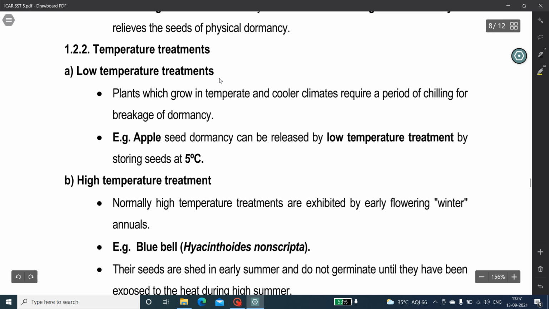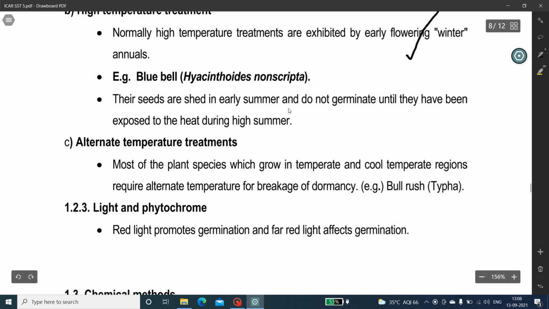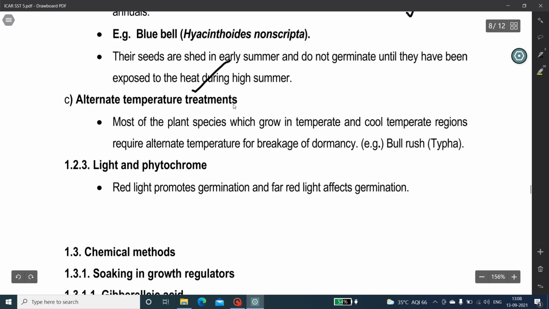Here, in low temperature treatment, plants which grow in temperate or cooler climates require a period of chilling to break dormancy. Apple is an example, where dormancy can be released by low temperature treatment by storing the seeds at 5 degrees Celsius. High temperature treatment is normally exhibited by early flowering winter annuals, that is bluebell, Hyacinthoides non-scripta. Their seeds are shed in early summer and do not germinate until they have been exposed to heat during high summer. The next one is alternate temperature treatment.